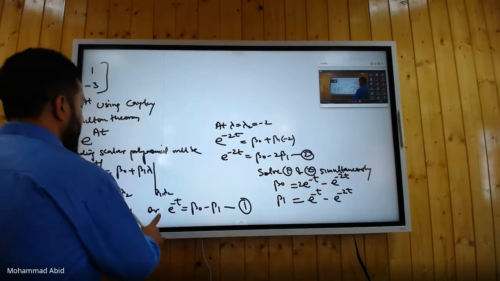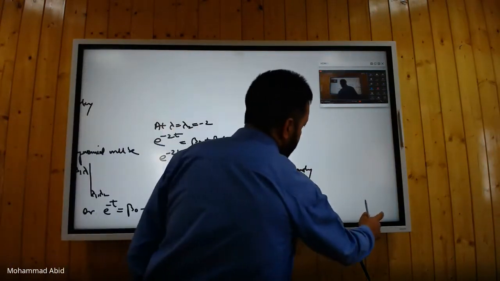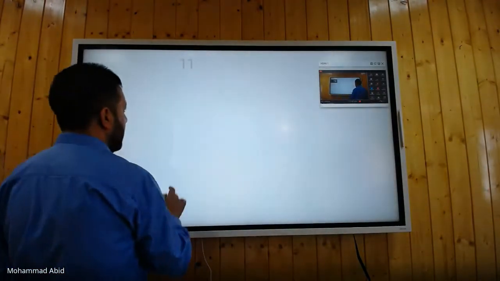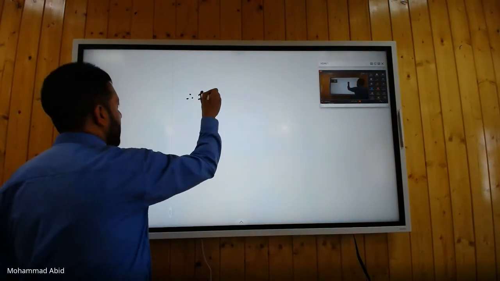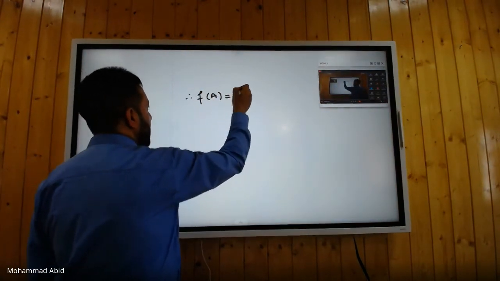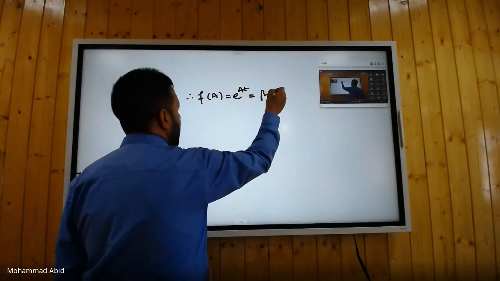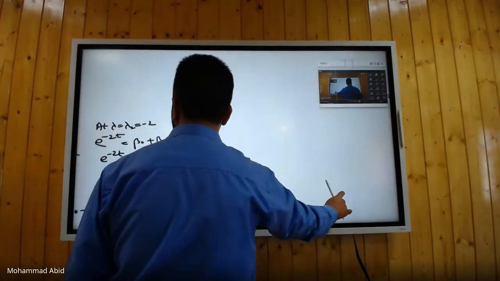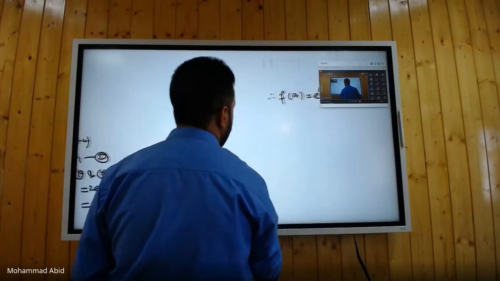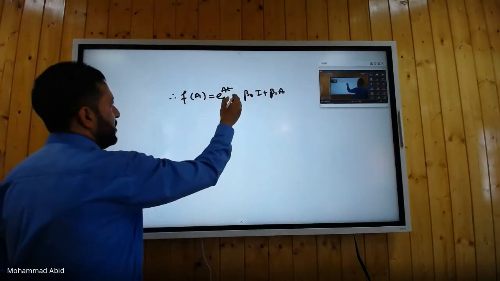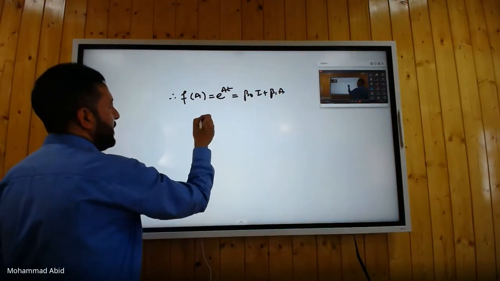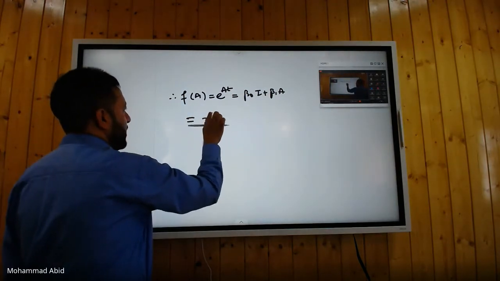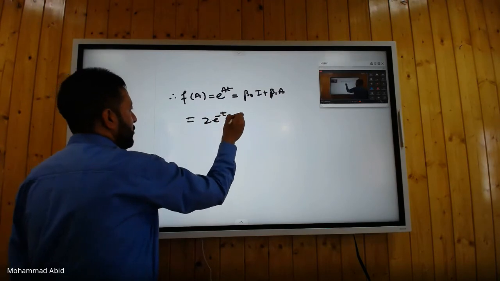So we have evaluated this beta naught and beta 1, but what did I actually have to evaluate? I had to evaluate the state transition matrix. So I will now take f(A), which is actually e to the power At, that will be equal to beta naught I plus beta 1 A. This scalar polynomial equation, I am now putting A in place of lambda. So beta naught, which you just evaluated, is 2 e to the power minus t minus e to the power minus 2t.